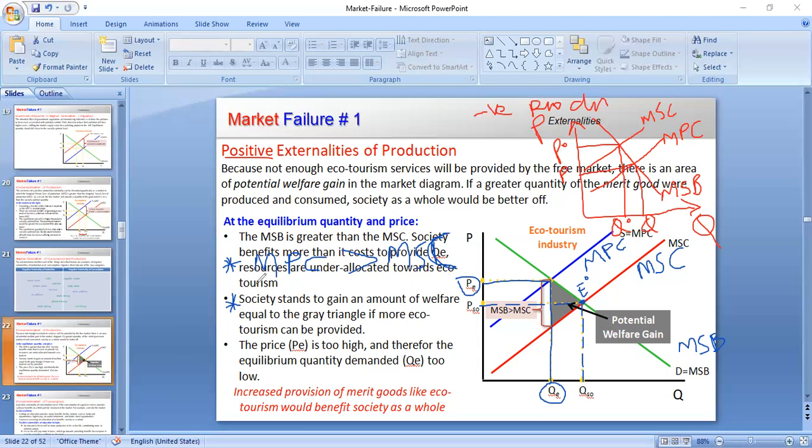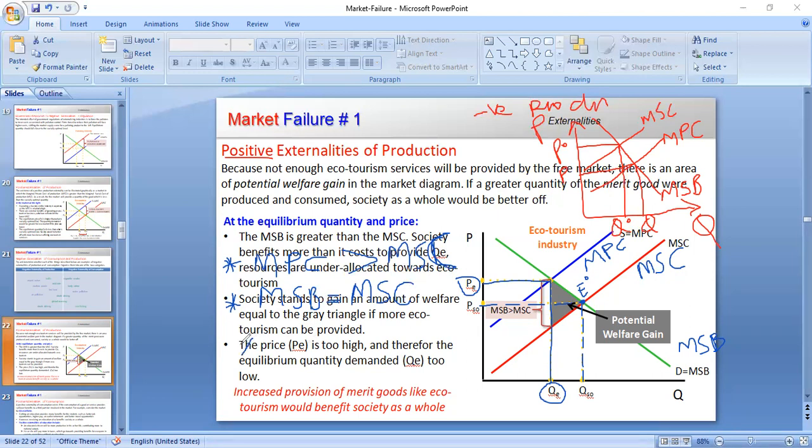So another important element for us to note here is that for all externalities, the point of optimal efficiency is attained at the point where the marginal social benefit is equal to the marginal social cost. The point of optimal efficiency, or the point of allocative efficiency, or the point of equilibrium is attained at the point where the marginal social benefit is equal to the marginal social cost.